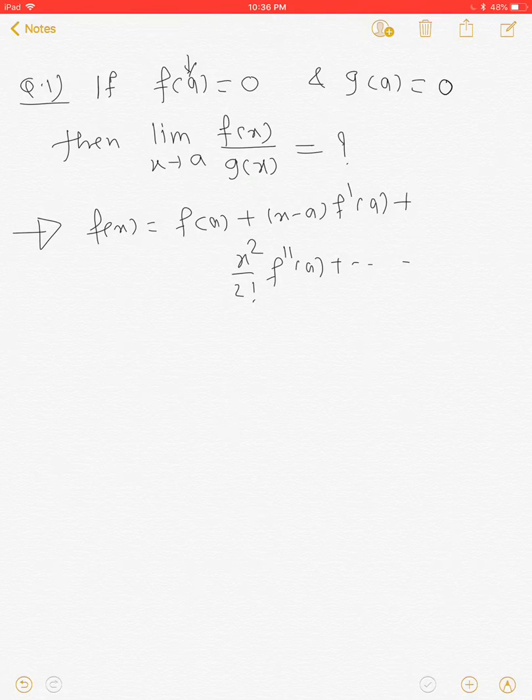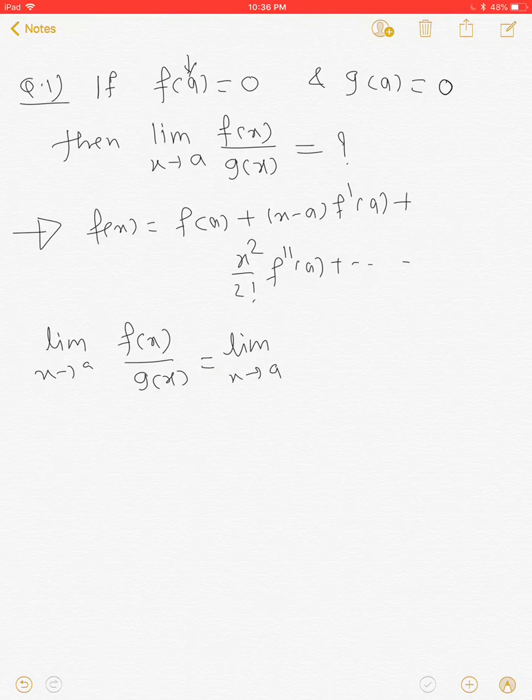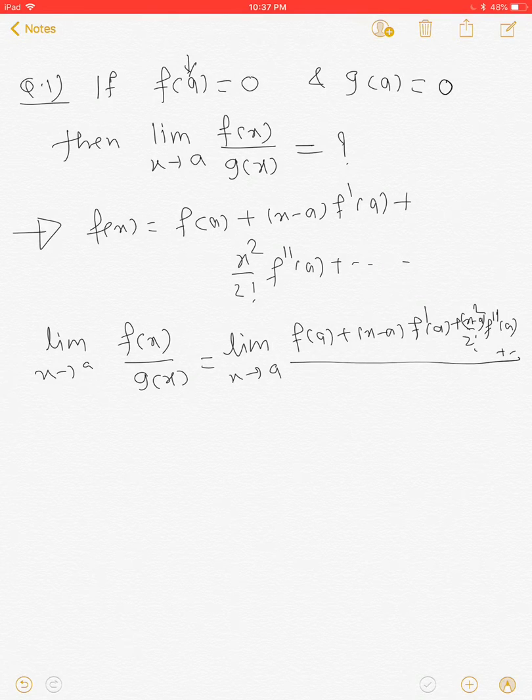Here we have to find the value of limit x tending to a, f of x upon g of x. So first of all, we are expanding this function in terms of Taylor series about the point a. So this can be written as f of a plus (x minus a) into f dash of a plus (x minus a) square by 2 factorial f double dash of a, and so on. Similarly, g of x can be written as g of a plus (x minus a) into g dash of a plus (x minus a) square by 2 factorial into g double dash of a, and so on.